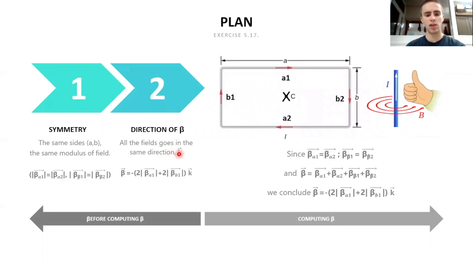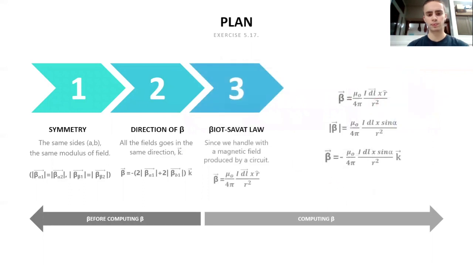The second step, the direction. Here we use the right-hand rule to know where the direction of B goes, and as all the fields go in the same direction, that is minus k, they add up to make the total field. And we conclude this equation by substituting and considering the direction of all vectors. Okay, then as we know the direction of B, that is minus k, we'll just compute the modulus of the field and later we'll assign the direction minus k.